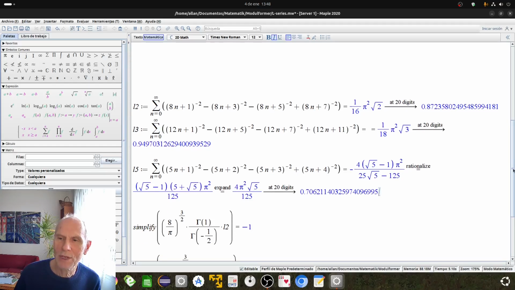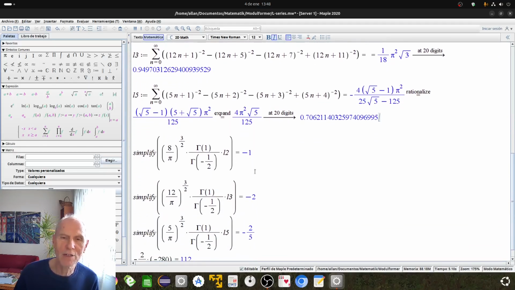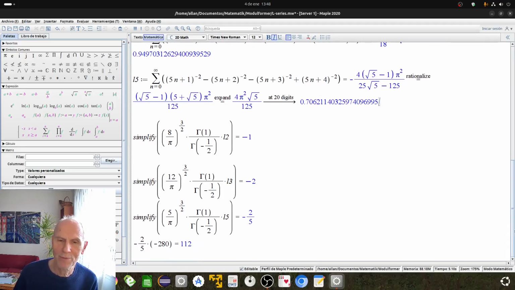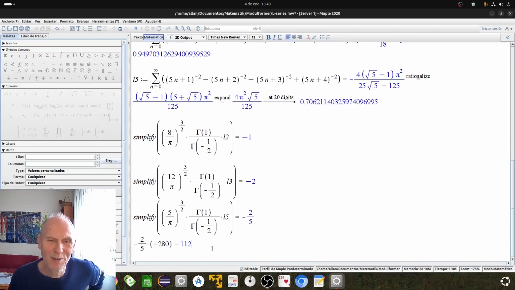And from this we can compute the value at -1 to get -2/5, and I just had to do this. Of course, this gives 56, so it's not so difficult. But I couldn't do it in my head by then.